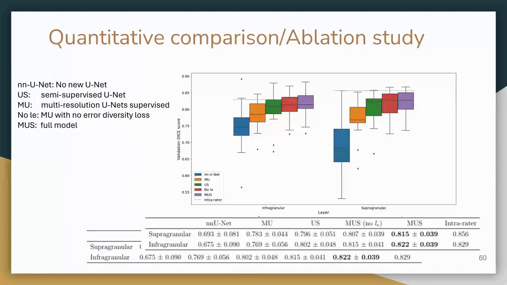Here's some quantitative comparisons. This is an ablation study just showing that each one of the little components does give us a little boosted accuracy, but the purple versus the blue are the dice comparison of NNUNet versus the cross-pseudo-supervised cascaded UNet. And it gets dices of above 0.8, which are really pretty good for these very thin, elongated structures.